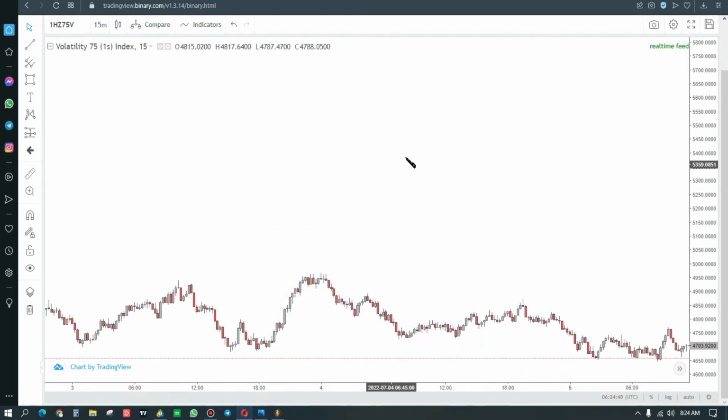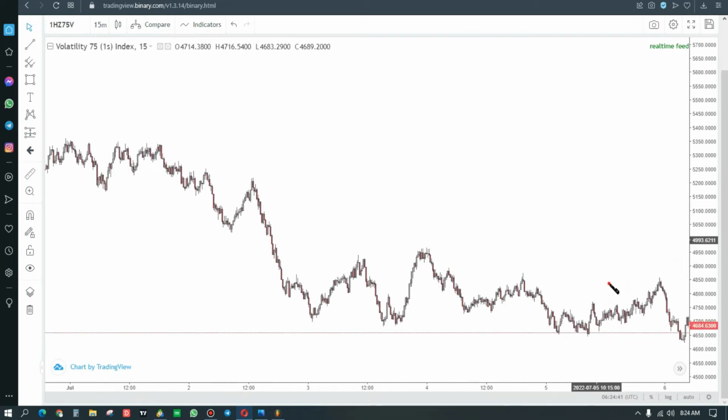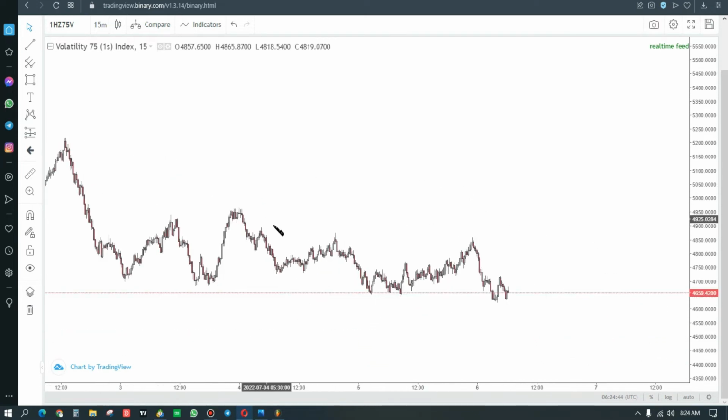Okay, so we need to put the chute back, push it back. All right.